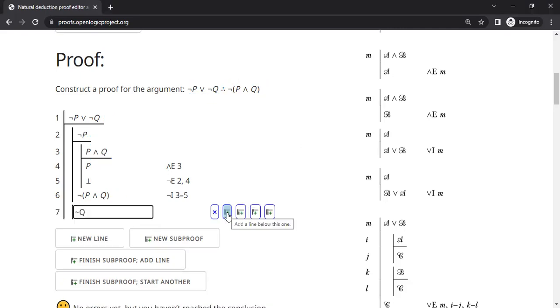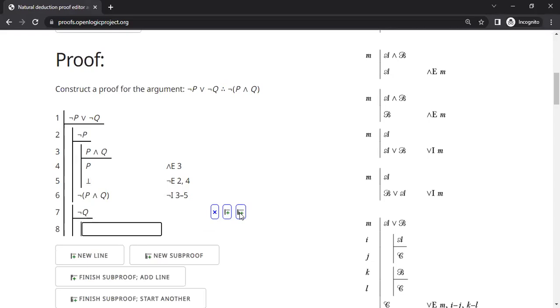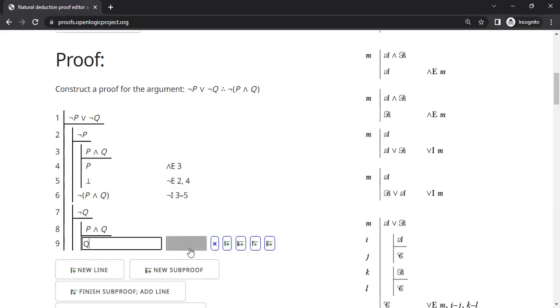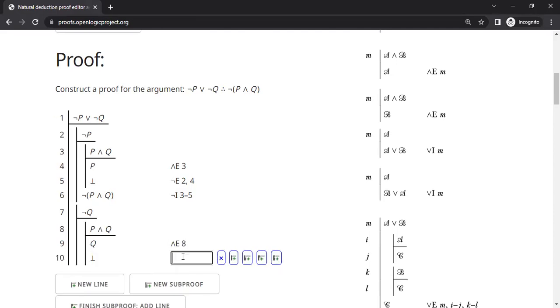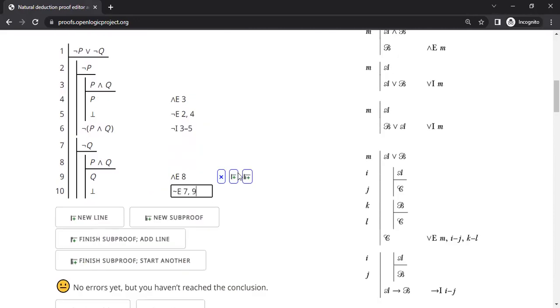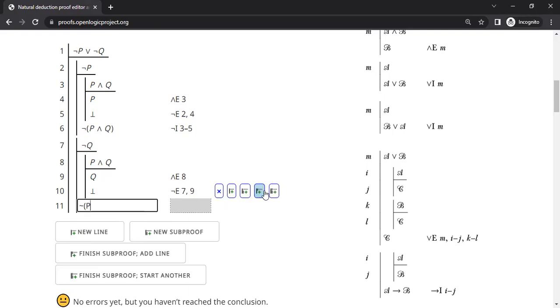Now I will be doing the same, more or less. I will again prove by contradiction by just using P and Q instead of not. This is the conclusion, but I'm negating the conclusion. And now it becomes much easier. I can derive Q because it's just and elimination, line number 8. Now I end up in a contradiction because of line numbers 7 and 9. So we get not of P and Q, because of not introduction, line numbers 8 through 10.